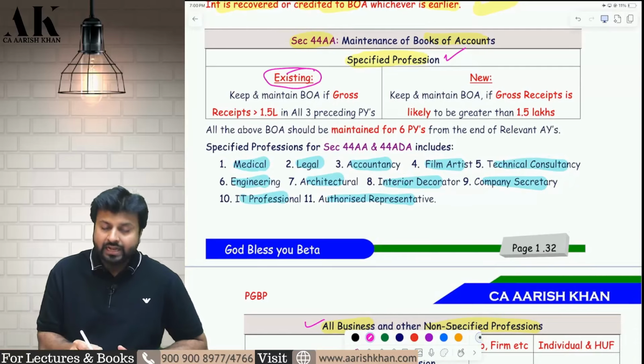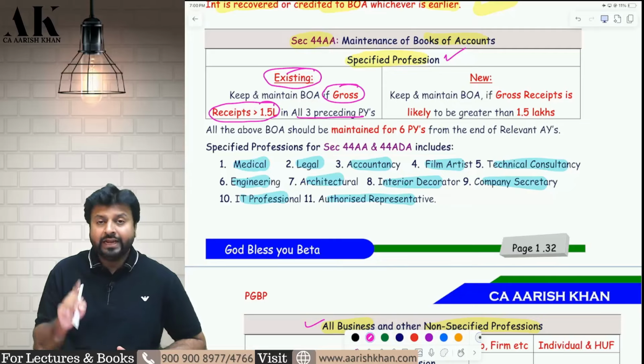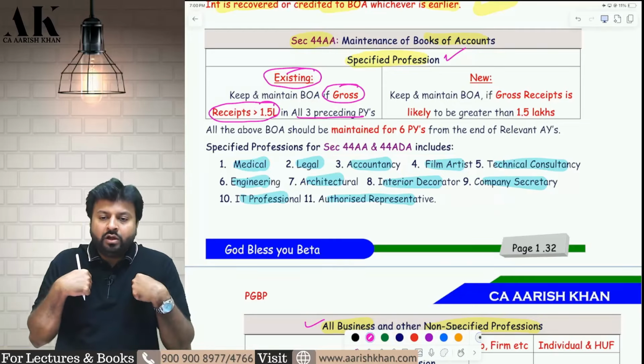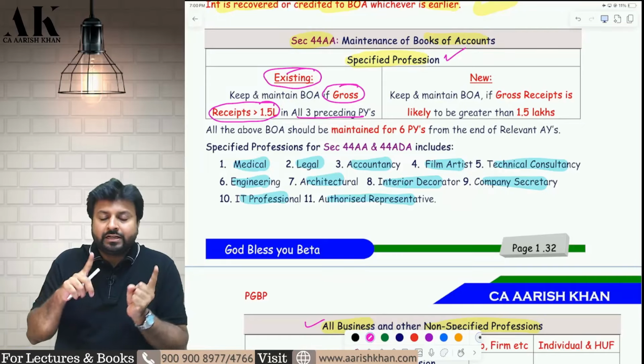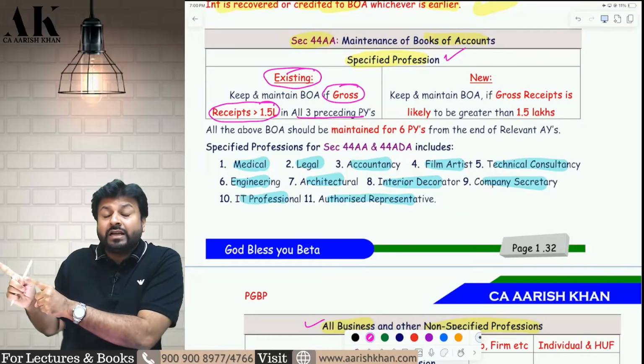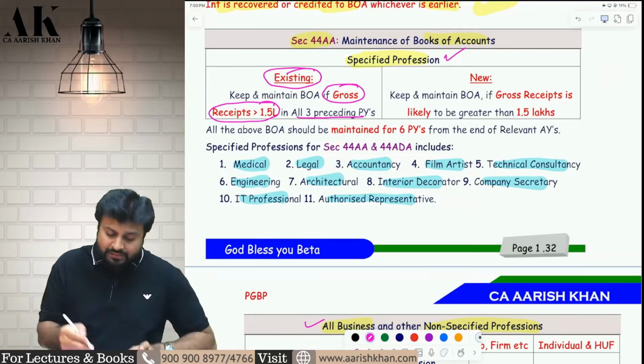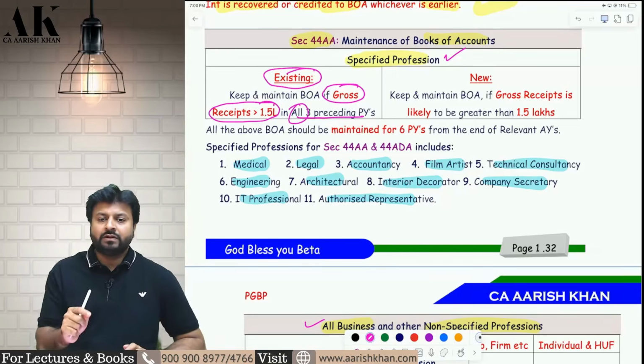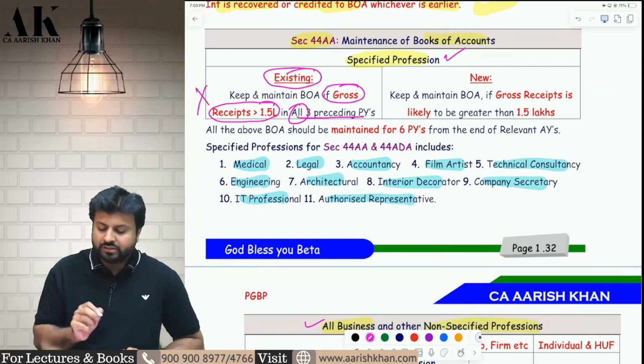If you are existing, and if your gross receipt is greater than 1.5 lakhs in all the last 3 preceding years. So if you are an existing chartered accountant, lawyer, medical, film artist, technical consultancy, you have to check the gross receipt of the last 3 years. All the 3 years, it has to be greater than 1.5 lakhs. Even if for one of the 3 years, it is less than 1.5 lakhs, you are not supposed to maintain the books of accounts. Okay.